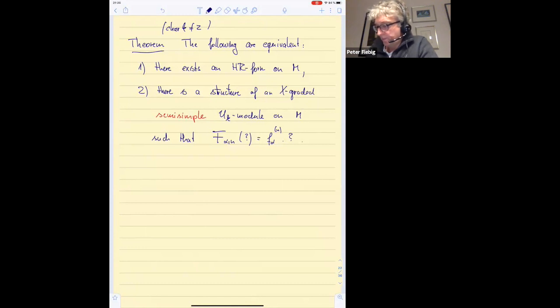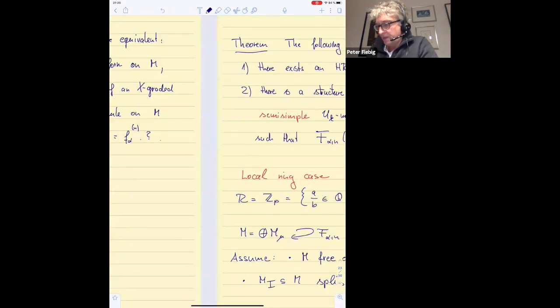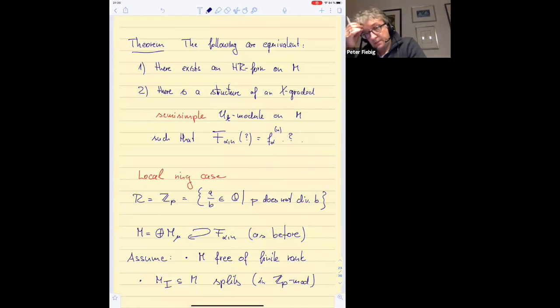Okay, so this is the group version, but now maybe it gets a little more interesting if you replace the field by a ring, and it should be local. The p-adic integers, for example. It's not necessary to complete in any case. So this is a real algebraic definition of these p-adic integers: you take the subring in Q of a divided by b, where p does not divide b.